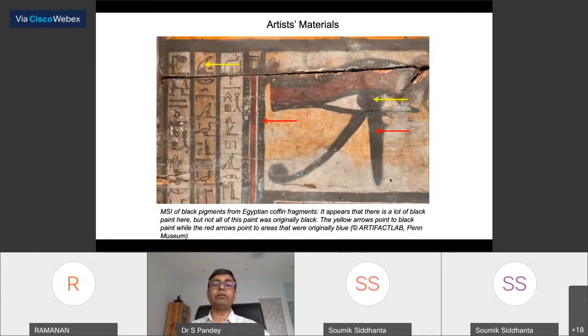This is an Egyptian coffin fragment with Egyptian blue pigments in it. Now, can you notice blue anywhere? I don't. If you see the yellow arrows here, they point onto black pigment, but the red ones point onto blue pigment, which has altered over a period of time and converted into black. There can be multiple ways of this type of conversion.